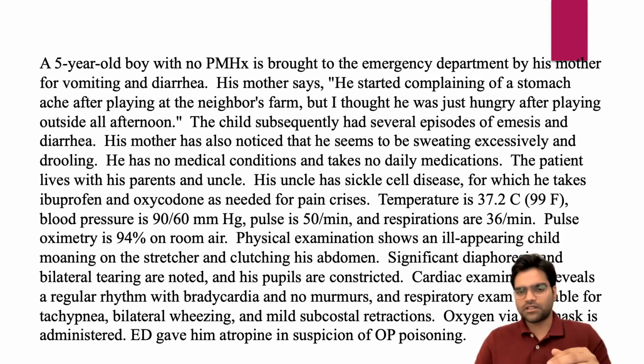And then comes the observation part. In the ED, the temperature was 99°F, blood pressure was 90 by 60 millimeters of mercury, pulse was 15 per minute, respiration was 36 per minute, pulse oximetry showed 94% on room air. So now the vitals we have completed, and the physical examination. ED physical examination shows an ill-appearing child moaning on the stretcher and clutching his abdomen.